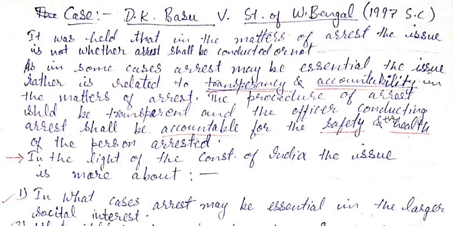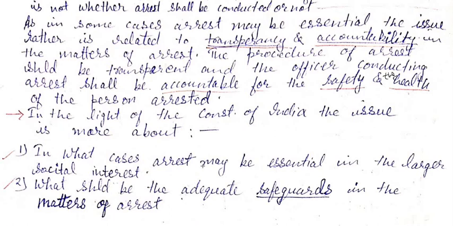What is our main issue? Related to transparency and accountability in the matters of arrest. There should be transparency and accountability in matters of arrest. The procedure of arrest should be transparent, and the officer conducting arrest shall be accountable for the safety and the health of the person arrested. In the light of the Constitution of India, the issue is more about in what cases arrest may be essential in the larger societal interest, and second, what should be adequate safeguards in the matters of arrest. So these are the 2 points.